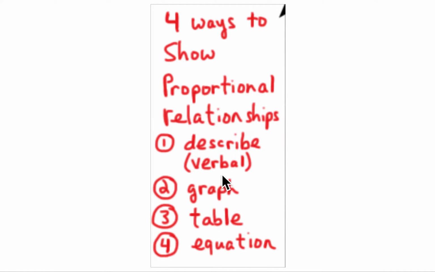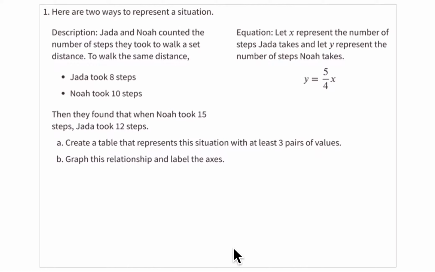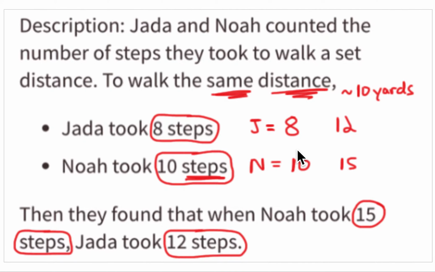Usually you start with the verbal description because you have to understand what the story is, although sometimes you're asked to make up a story based on a graph or a table or an equation. So here's the verbal description, and here's the equation over here. It asks you to create a table using three different coordinate pairs and graph this relationship, because you have those three different coordinate pairs.